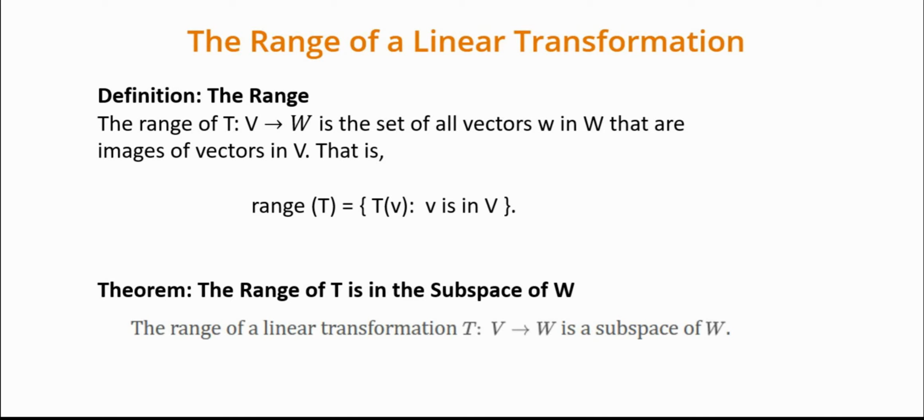The theorem that follows: the range of T is a subspace of W. Here, the range of a linear transformation T is also a subspace of W. So you get the range, the subspace of W, and the kernel is the subspace of V. What does that mean? The kernel is the subspace of the domain, and then here the range is the subspace of the codomain. Pretty interesting. So the kernel has a lot to do with where I'm coming from, and the range has all to do with where you're going.